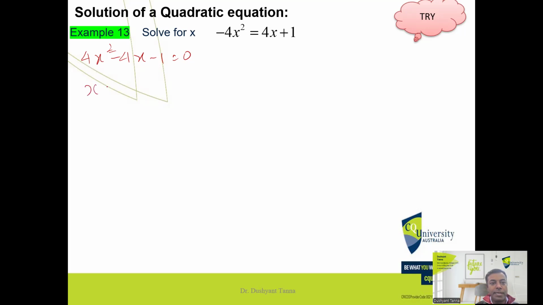Okay, so we'll get x is equal to minus b plus or minus the square root of b squared minus 4ac, over 2a. So that's a 4.